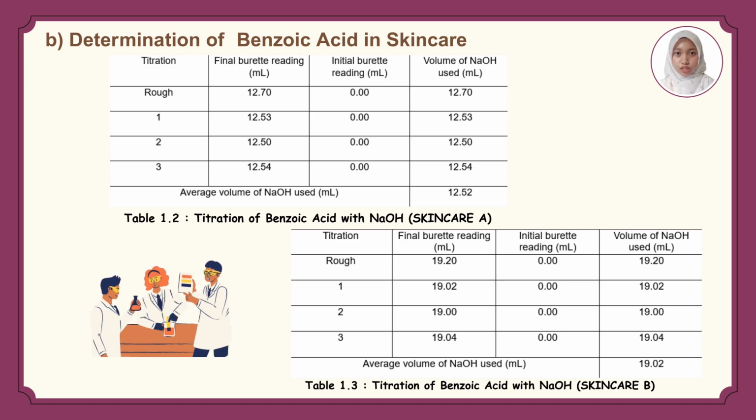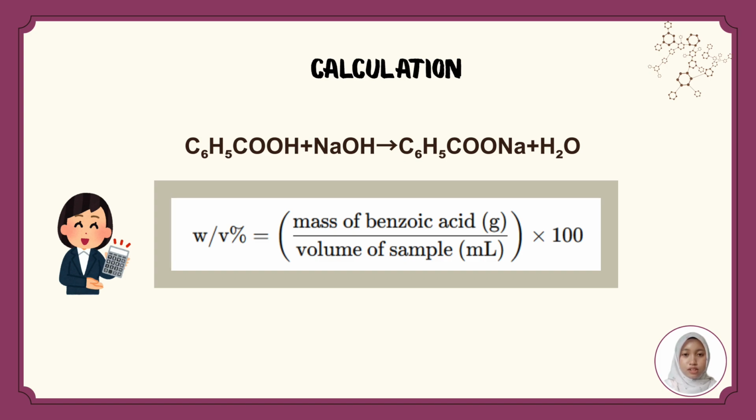These average volumes will be used in the next calculation step to determine the amount of benzoic acid present in each skincare product. For this slide, it shows the balanced chemical equation of benzoic acid and sodium hydroxide. So the main formula to determine benzoic acid is percentage of weight over volume in percent equals mass of benzoic acid over volume of sample in ml multiplied by 100.